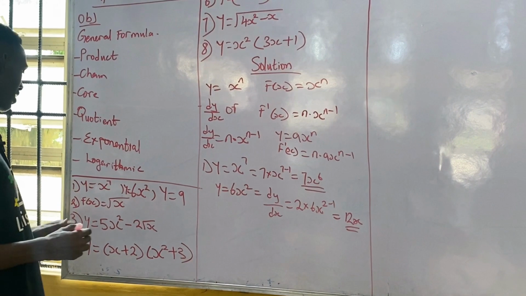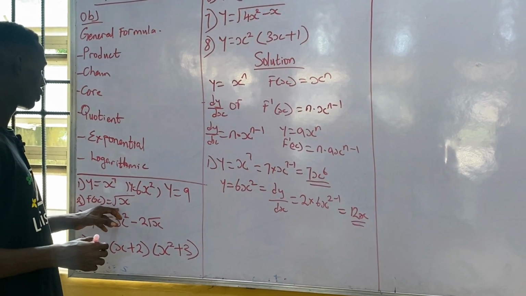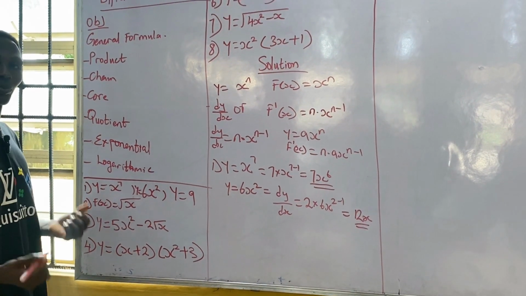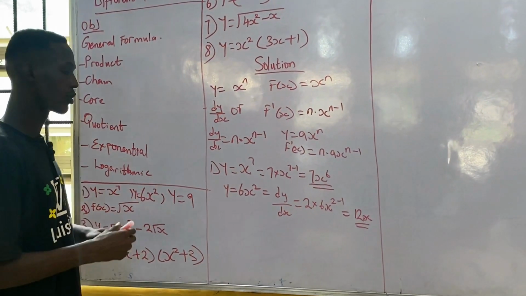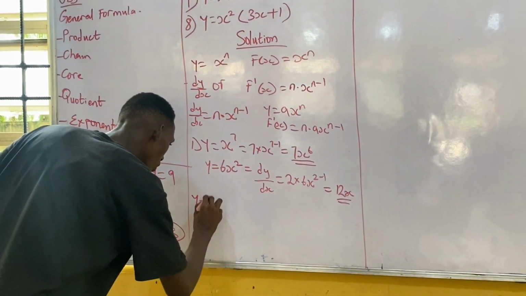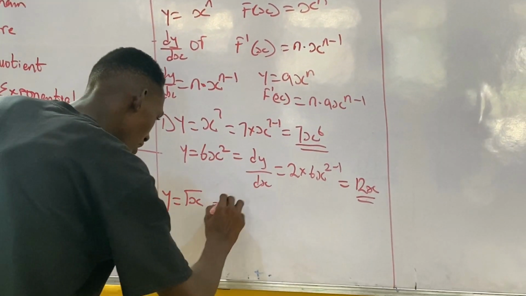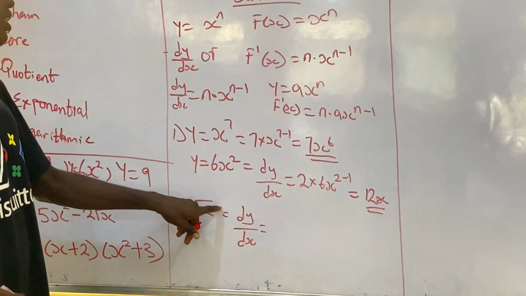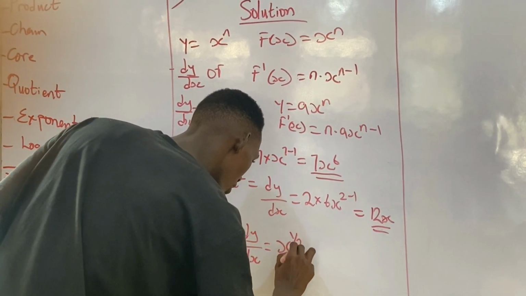Now, let's leave that aside. Now, find the derivative of the function f(x) is equal to root x. If you remember, in our previous video we did this using first principle, and that really took most of our time. Now, let me show you how fast it is to solve it when you are using the general formula. So if your y is equal to root x, and you are told to find the derivative, that is dy over dx, you can change this to x to the power of half.